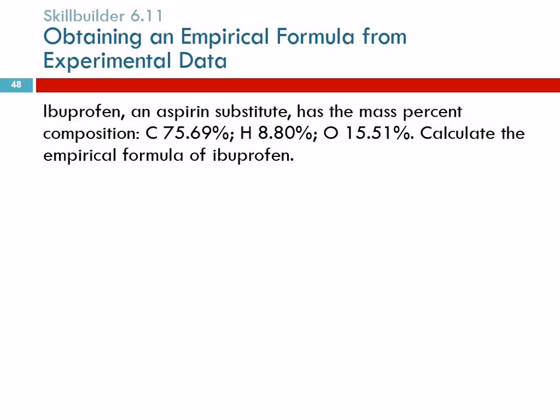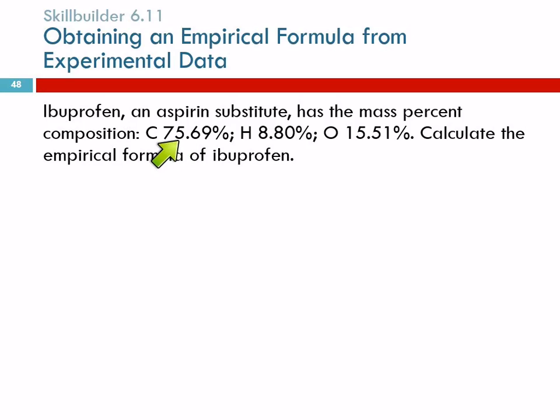It's an aspirin substitute. It has a mass percent composition given here, and we're asked to calculate the empirical formula. They didn't give us the masses. To calculate the empirical formula, we need the masses. Well, what if we decided that our sample size was 100 grams?